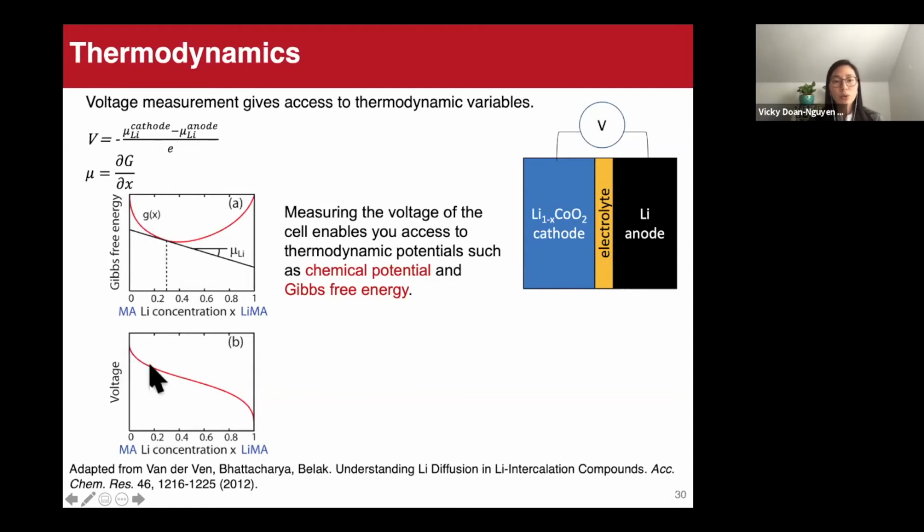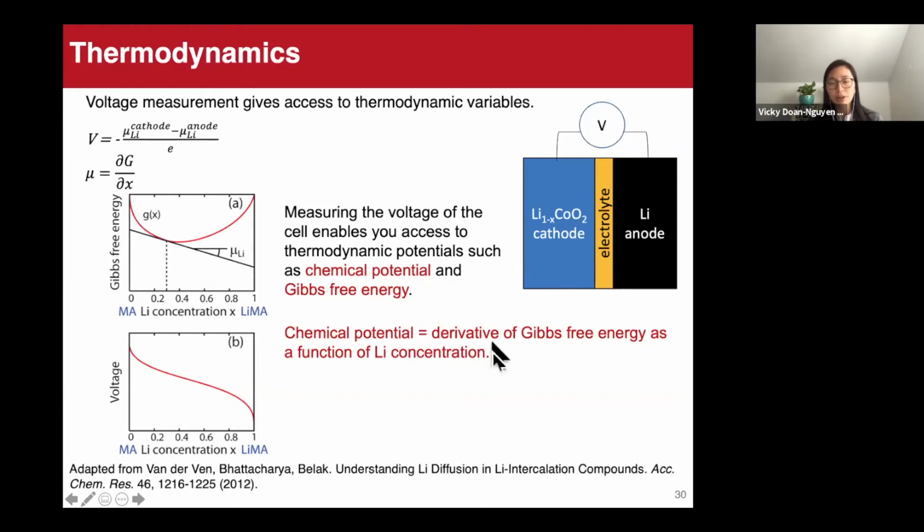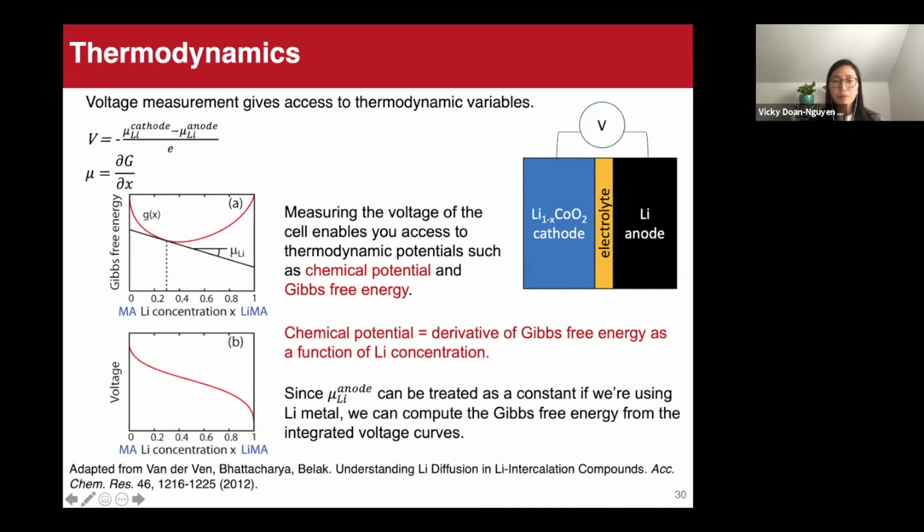And as you lithiate the system, here's a discharge curve, and you're increasing the concentration of lithium in your compound, your chemical potential is changing, as you can see here. The chemical potential is changing because the Gibbs free energy is changing, and the chemical potential is just the derivative of Gibbs free energy as a function of lithium concentration. And so far I've said that the chemical potential of lithium is treated as a constant because we're using lithium metal.